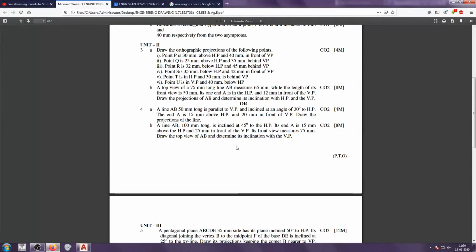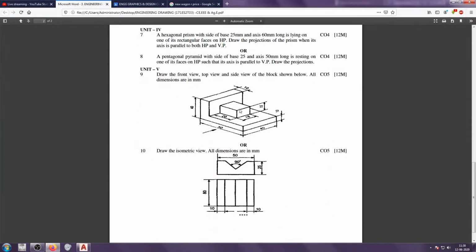Okay, so in the previous class we discussed some of the questions related to orthographic and isometric views. So in this class also we will see two different problems. One is an isometric view that we have to convert into orthographic views, and the next one is orthographic views that we have to convert into an isometric view.